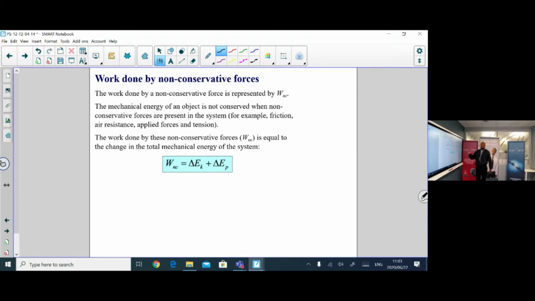Today we are going to look at the work done by non-conservative forces. We have to go back a bit to the work energy theorem, which is where it starts. We know that the net work is equal to the change in kinetic energy. This time, because we're talking about mechanical energy, we have to think about the gravitational potential energy and kinetic energy. These two are going to be added to give us the non-conservative forces.